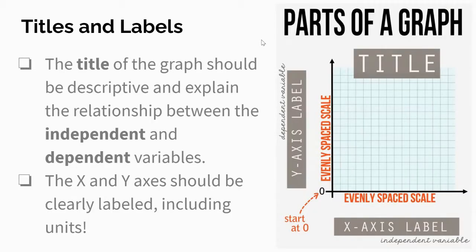Titles and labels are also a very important part of graphs. The title of the graph should be descriptive and explain the relationship between the independent and dependent variables. So what you have on your x and y axis should also be stated in the title. The x and y axes should also be labeled, including units. For example, meters or seconds.